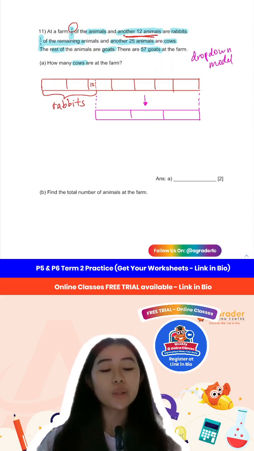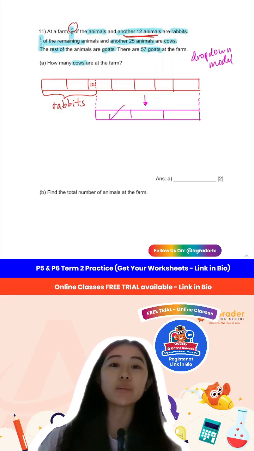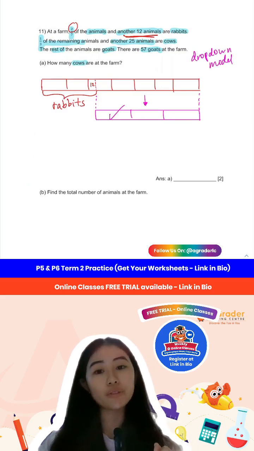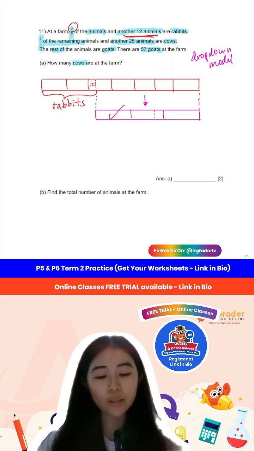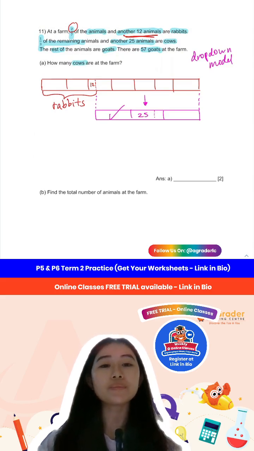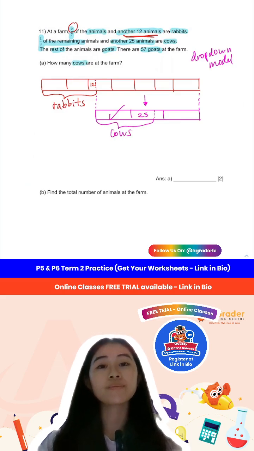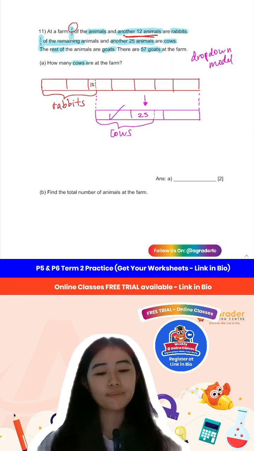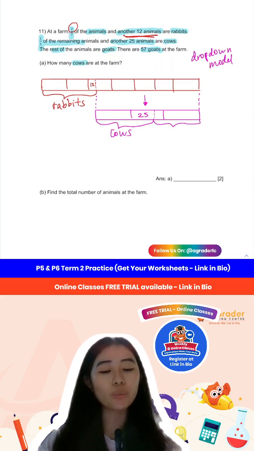Okay, so now my remainder, one part and another 25 animals will be cows. So the 25 animals, you need to estimate it from the second part. Okay, so again, just use dotted line to estimate another 25. And then you can label this as the cows. And once you're done with that, then whatever is left will be the 57 goats.